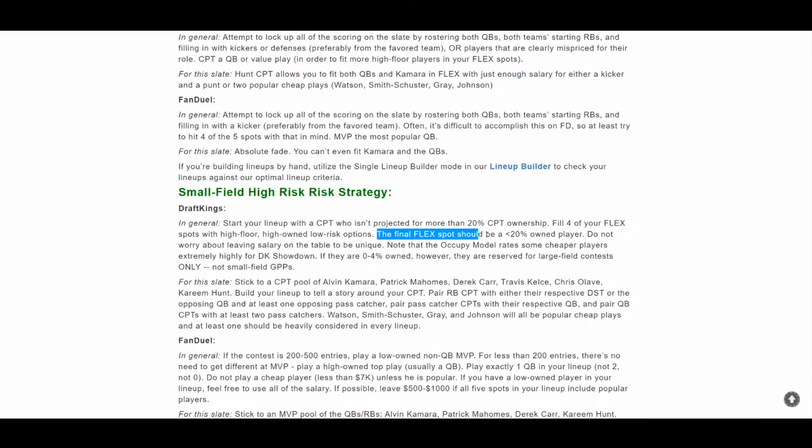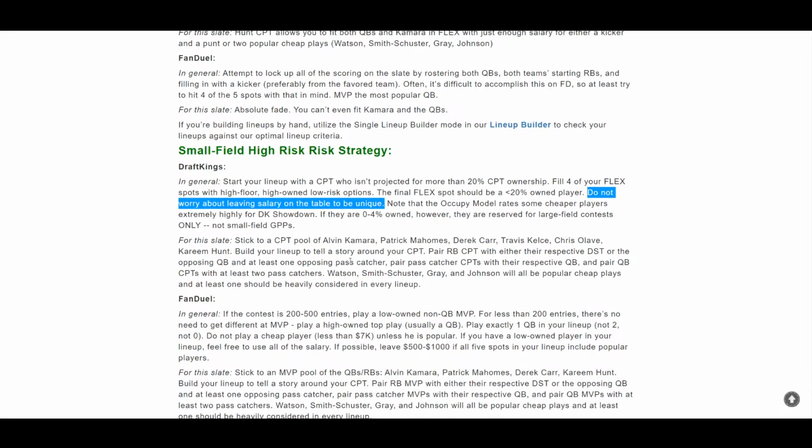Next, the final flex spot should be a less than 20% owned player. Easy. Do not worry about leaving salary on the table to be unique. Great. Easy. Okay, that's the general advice. All right, lower owned captain, mostly high owned guys in the flex, one cheaper option, one lower owned option, and then that's enough to get different in small field GPPs.